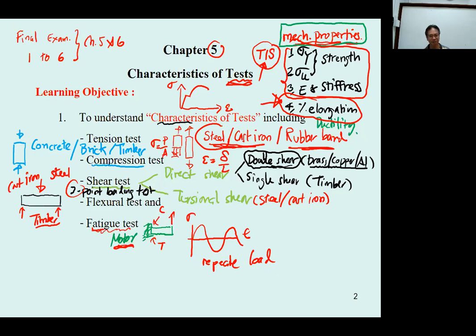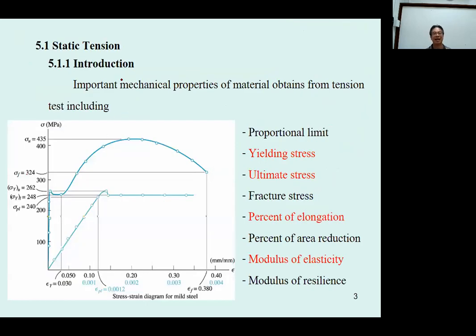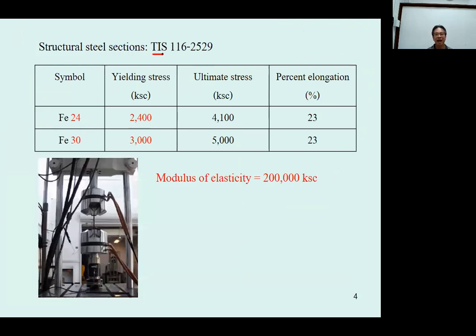Okay, and there are a lot of things that we are going to discuss: the tension test, the compression test, the shear test, the fracture test, and the fatigue test. If possible, we should finish the shear test for today. Okay, coming to the tension test. Again, we did the test for mild steel, and we will do the test according to the Thai Industrial Standard. That's TIS 116, the number of the TIS, and this is the year.